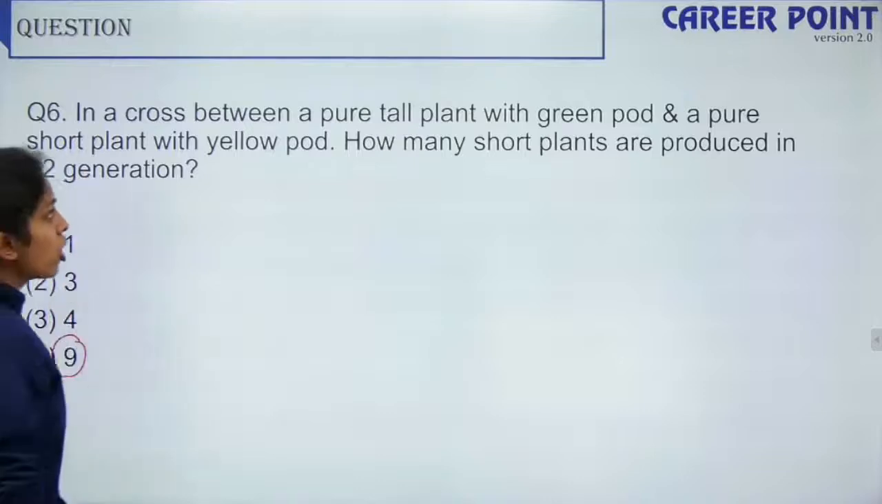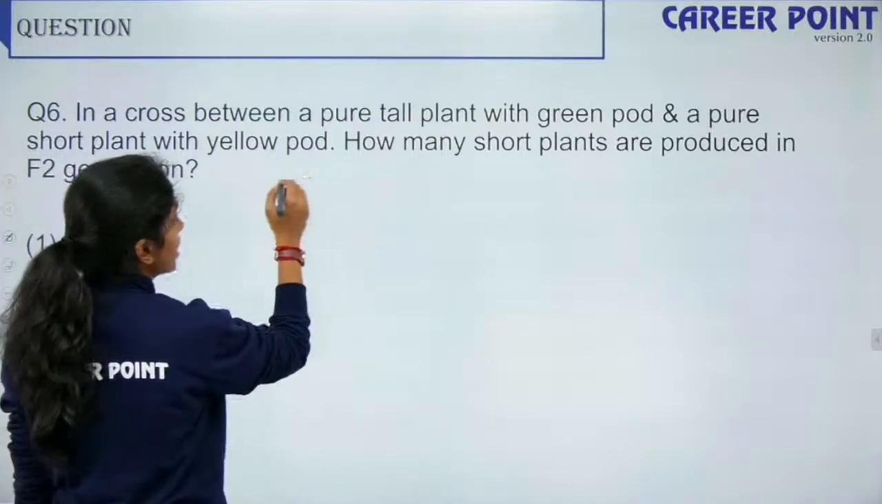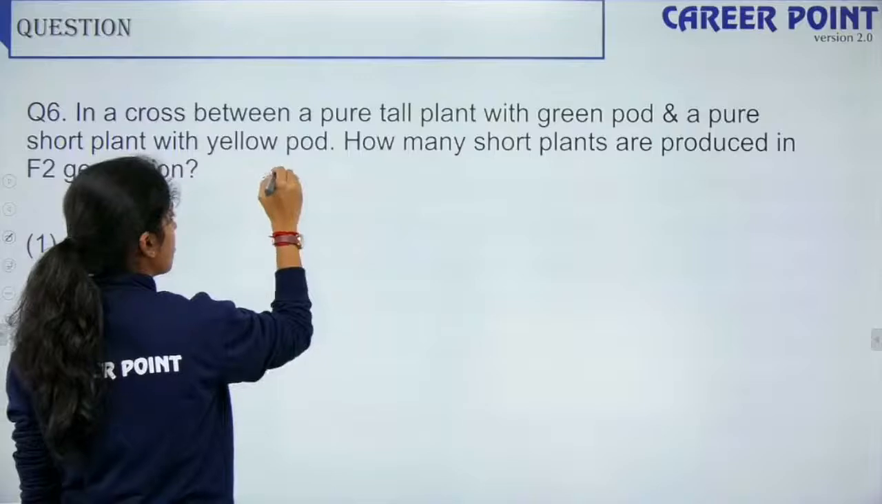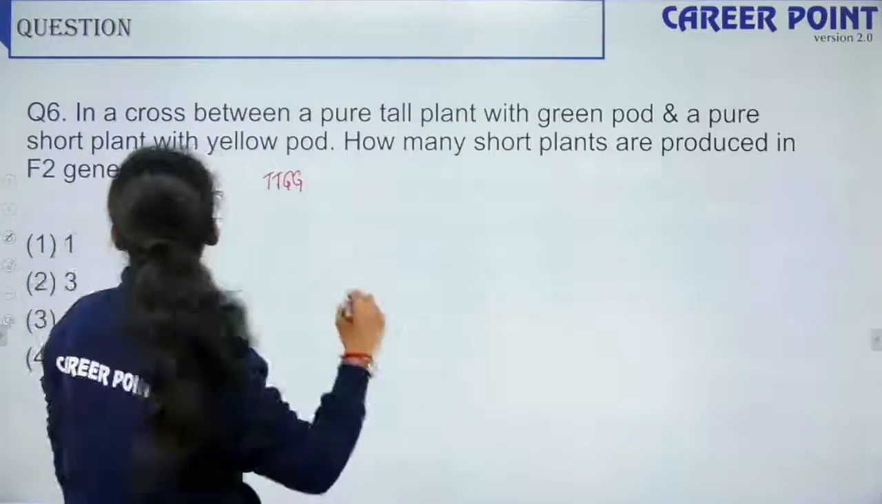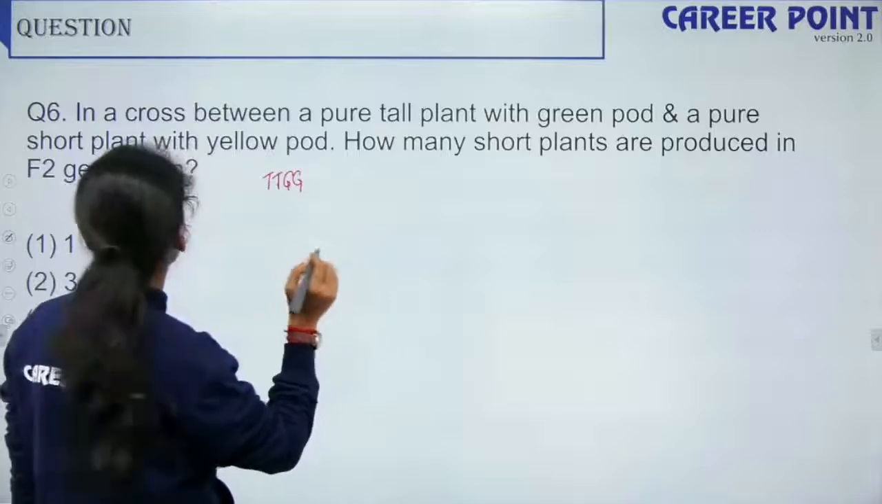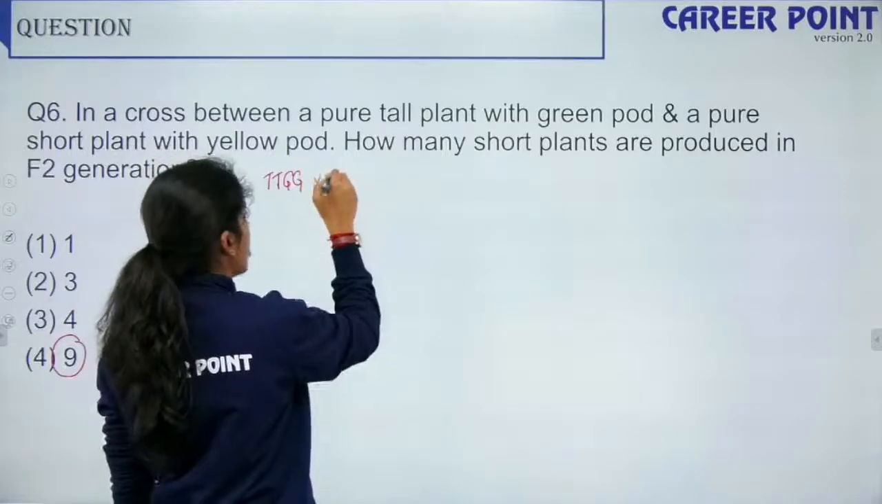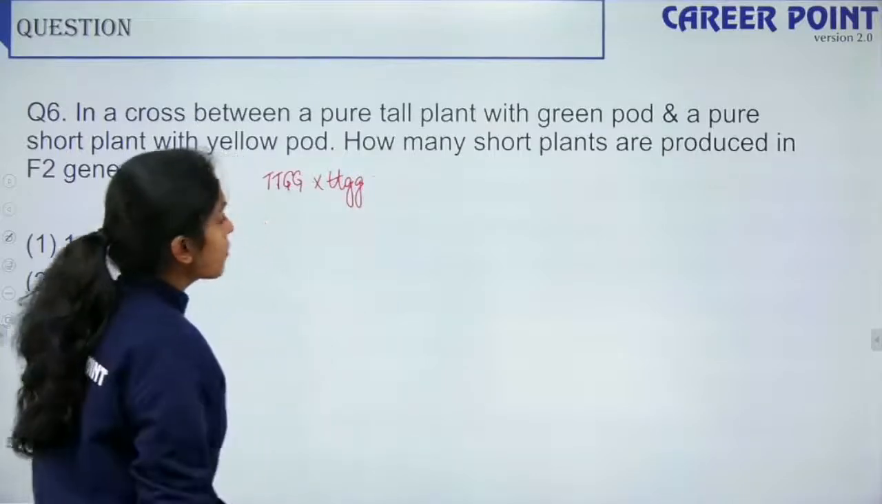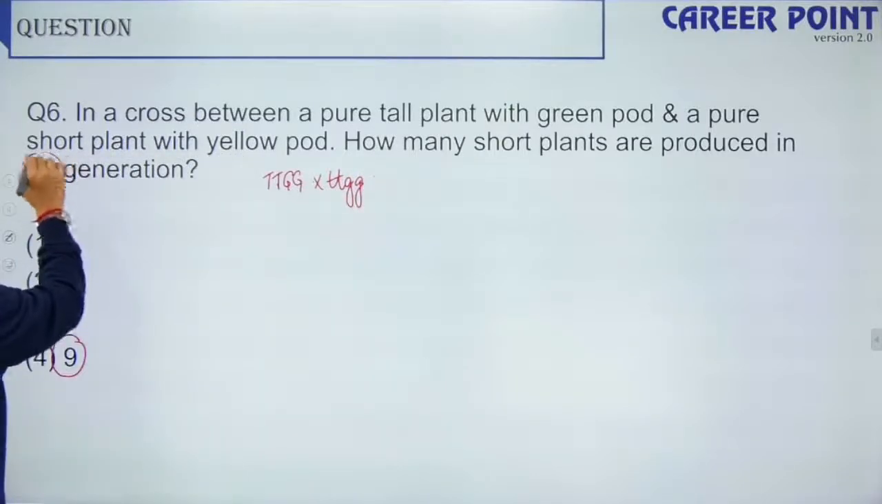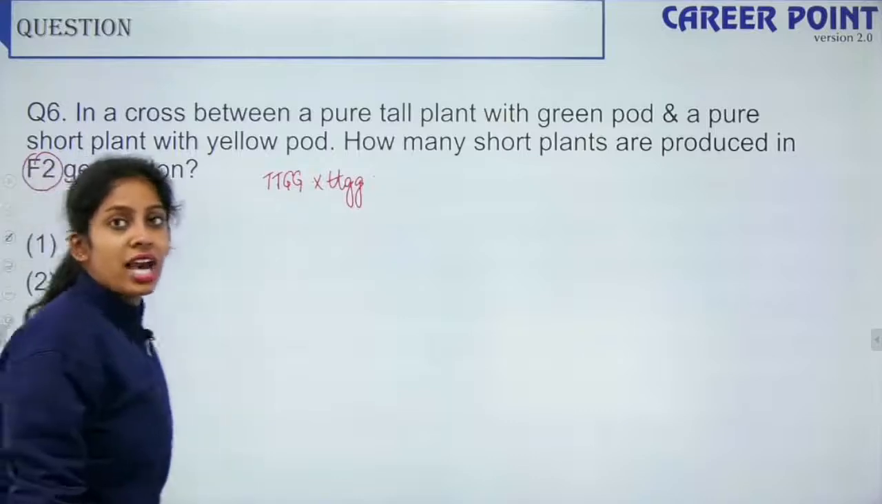Okay, so here we talk. So pure tall plant with green pod. So we consider tall plant with green pod as dominant. And a pure short plant with a yellow pod, so this is recessive, right? So how many short plants are produced in the F2 generation? This is nothing but your dihybrid cross.